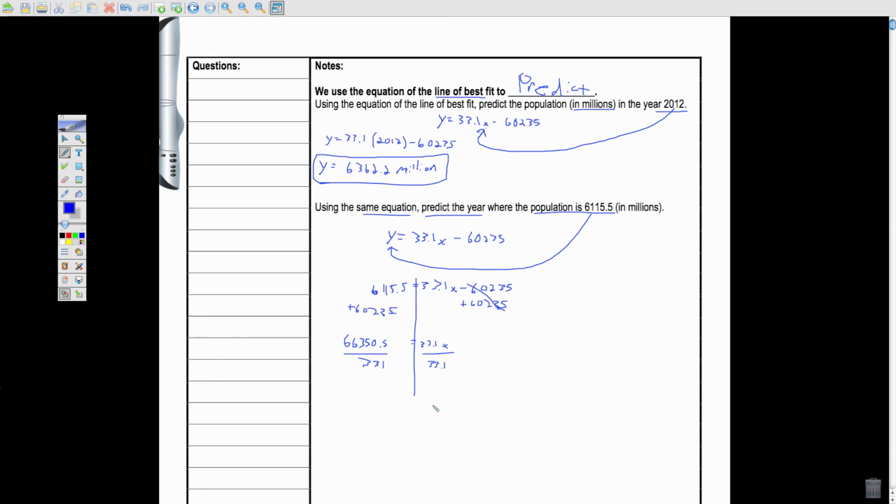Last step, divide by 33.1. If you do that, your answer ends up being x equals 2004.5. So you could say in the year 2004, or if you round up, really you're closer to 2005.